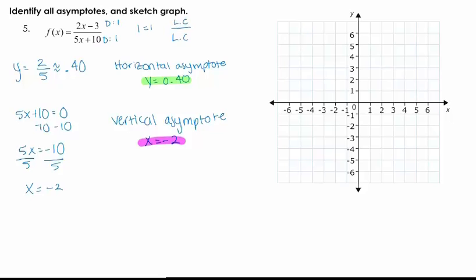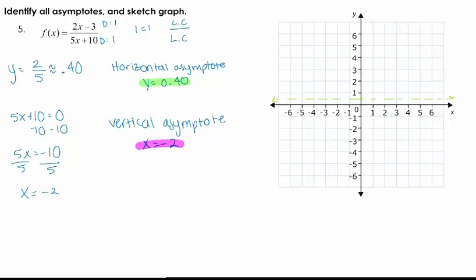Now we're going to graph this. The horizontal asymptote is going to be at y is equal to 0.4, which is about right here, I would say. Let's draw that horizontal asymptote out with a dashed line. Now let's draw a vertical asymptote at x is equal to -2, so that's right here. And again, just draw that dashed line out.